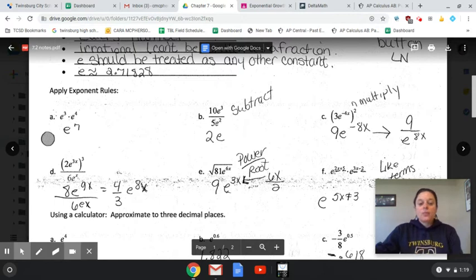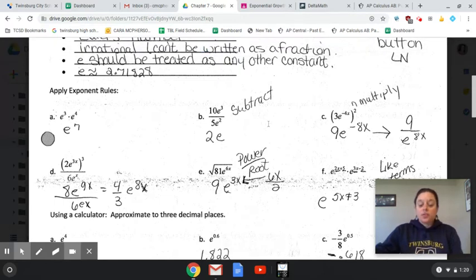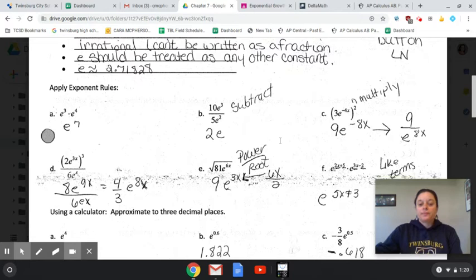If you look at the second one, we have a 10 divided by 5. You should divide those. 10 divided by 5 is 2. But then when it comes to the e's, again, you use your exponent rules. When you divide bases, you're going to subtract exponents. So 3 minus 2 is 1, so you just get e to the first power.